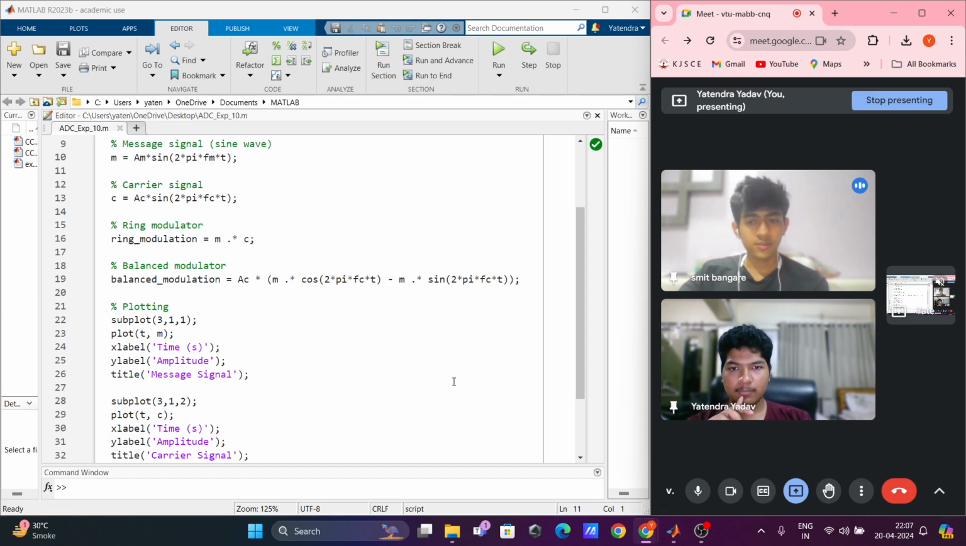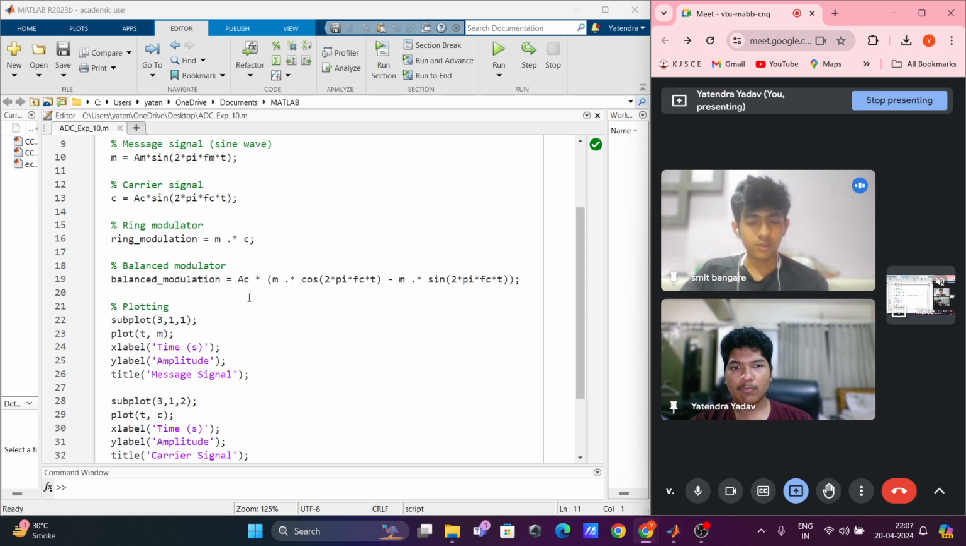For DSBSC modulation, we will use two methods, as I said in the PPT before: ring modulator and balanced modulator. For the ring modulator, we multiply the message signal m with the carrier signal c. This process mixes the message signal with the carrier. For the balanced modulator, we multiply the message signal m with both the cosine and the sine components of the carrier signal c, then we subtract one from the other. This process is also called Gilbert cell modulation.